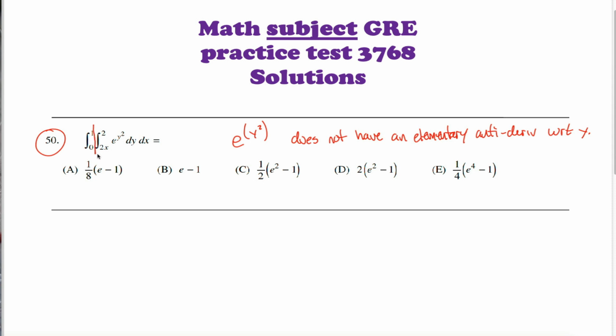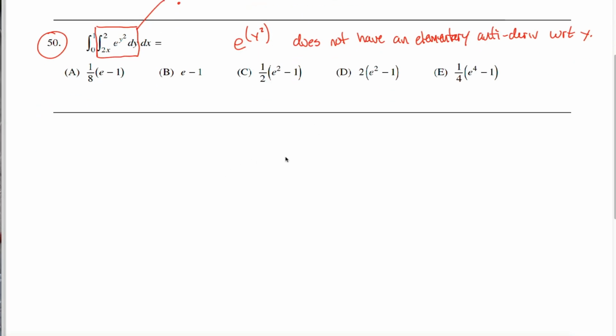So how in the world are we going to figure out this problem if we can't figure out this part right here? Well, the trick is to just switch the order of your integrals. Instead of integrating with respect to y first and then integrating with respect to x, integrate with respect to x first and then integrate with respect to y. If you're going to do so, you have to be really careful about the bounds. Let me draw you a picture.